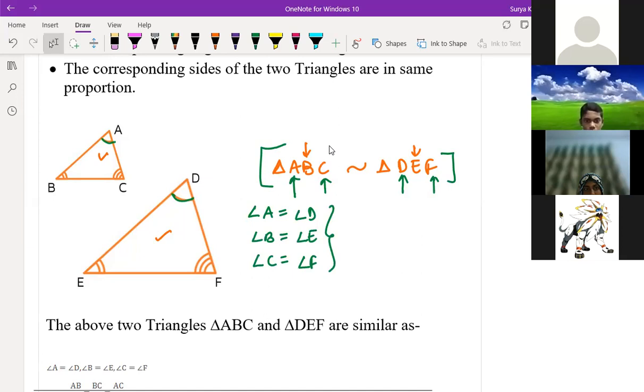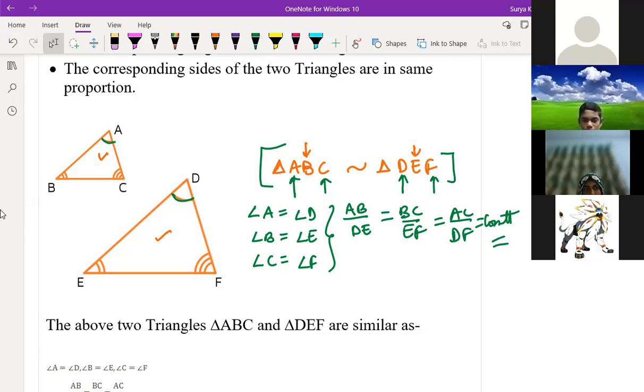Is it clear, children? Is it clear to everyone? Yes, sir. And you can write here sides also. If these 2 triangles are similar, you can write sides also. AB by DE is equal to BC by EF is equal to AC by DF. And this should be what? Constant. Okay. Is it clear till here? Anyone having doubt in this, children? Any one of you? No, sir.